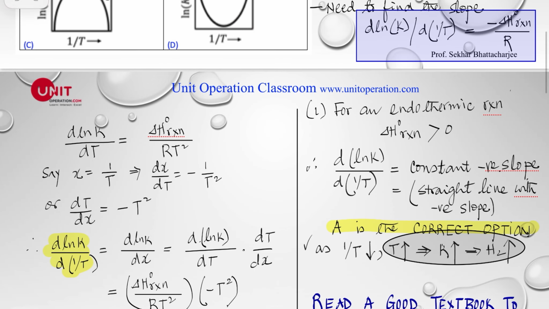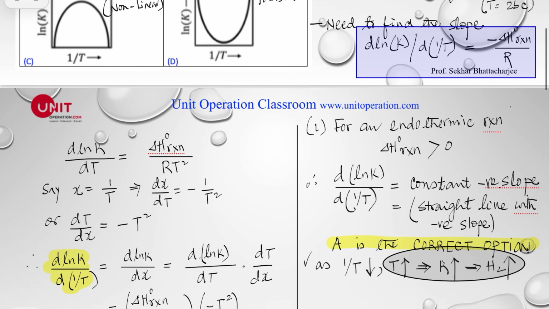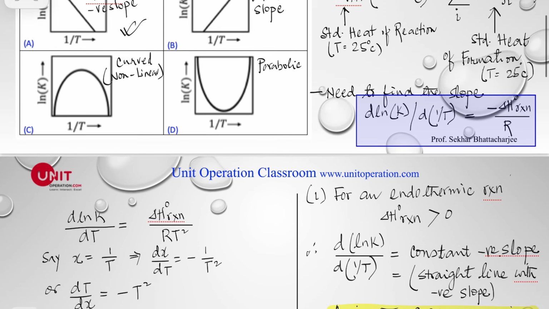Okay, why? Again, let's see, for an endothermic reaction, we know delta H zero reaction is positive. And so if that is positive, this is going to be negative. That's what we said. So A is the correct option. Let's quickly see why it is so.